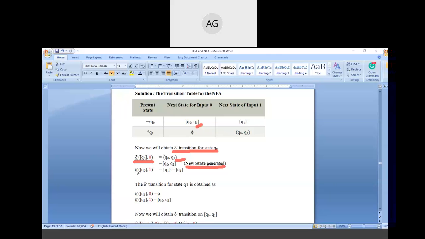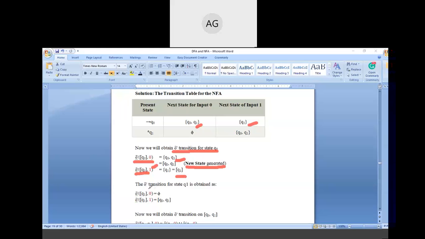Now we can find out the transition of Q naught with input symbol 1. As you can see here, with input symbol 1 we get only Q1. So Q1 is written. Q naught Q1 is the new state, and Q1 was already present, and Q1 was the final state of the NFA. So it means all the states which are combined with the final state are also considered as final states.